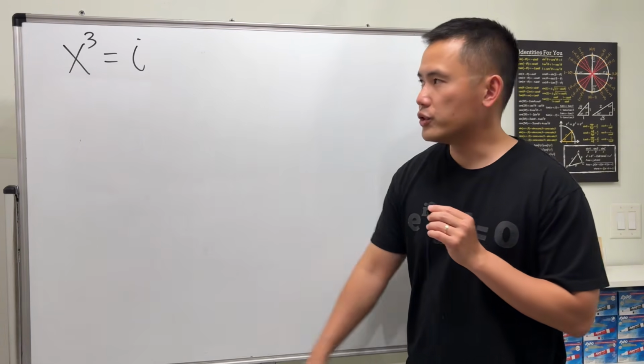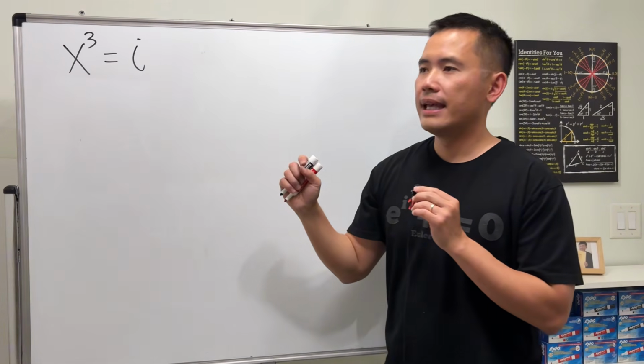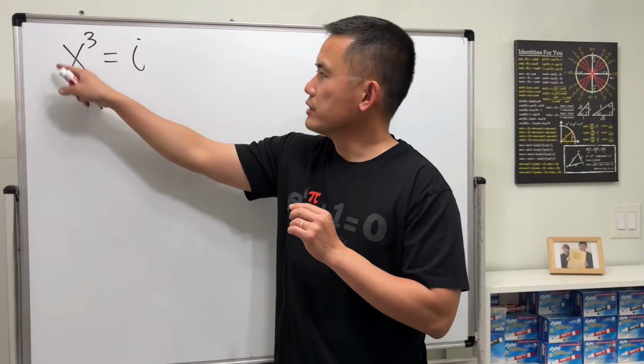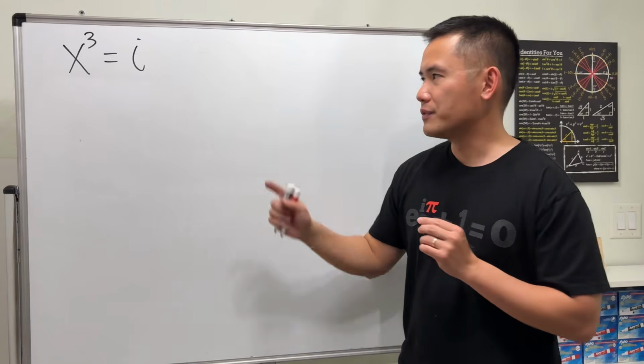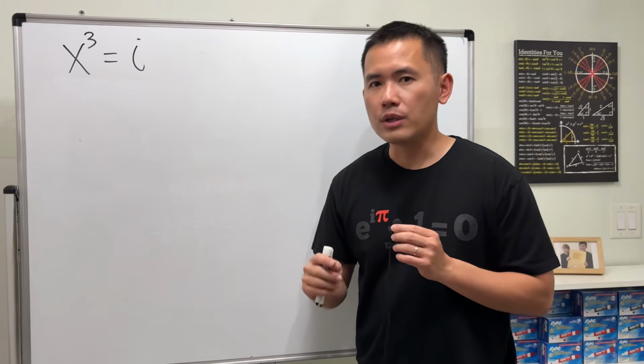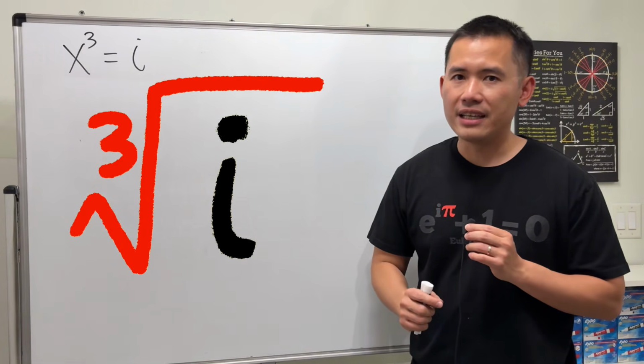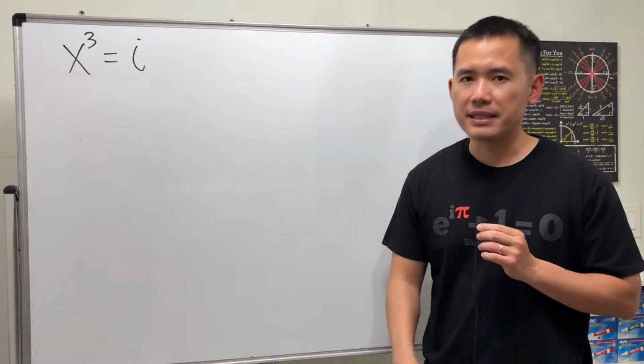So how do we solve the equation x cubed is equal to i? Of course, it seems that we can just take the cube roots on both sides, but let's not do that, because the point of solving this equation is to find out all these 3 cube roots of i in the standard form of a complex number.